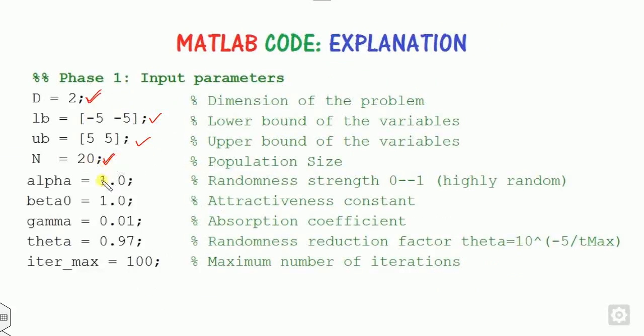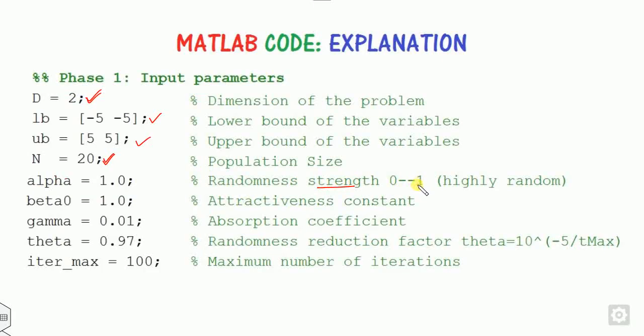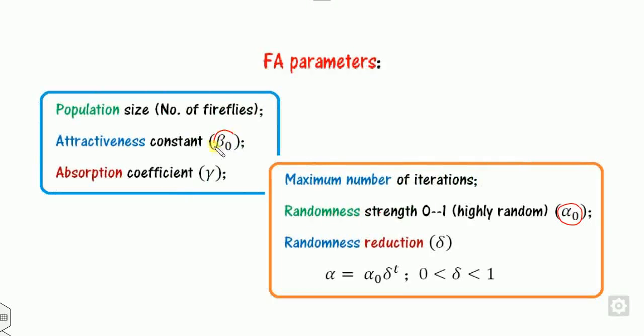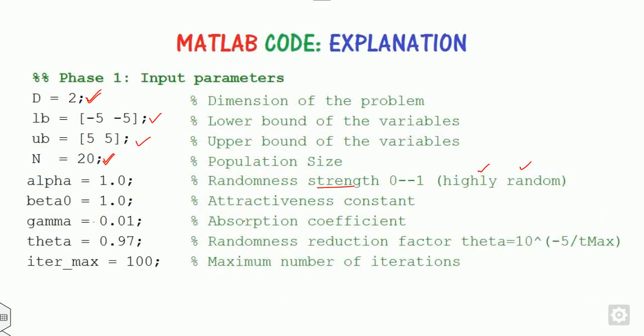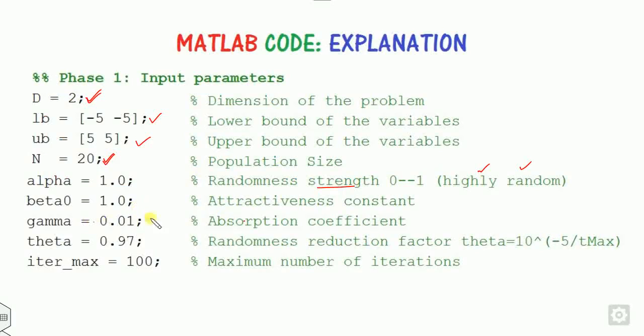Population size I set as 20. You can change it to 520, you can change it to 100. That depends upon you. Alpha 1.0, this is alpha 0, the randomness strength. Alpha is my random strength which lies between 0 and 1, so this is highly random. Beta 0 is the attractiveness coefficient. Here we define this. Now gamma, the absorption coefficient. You can also change these values, there is no worry.